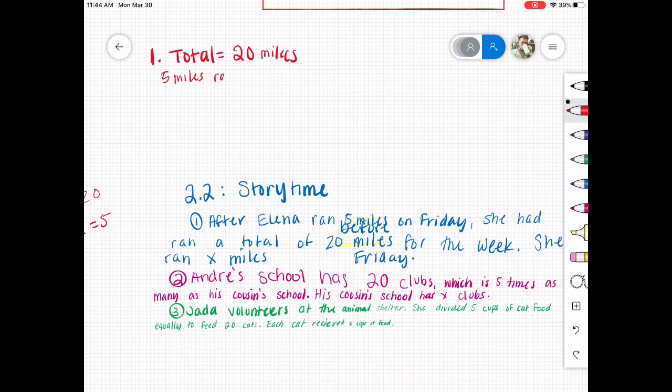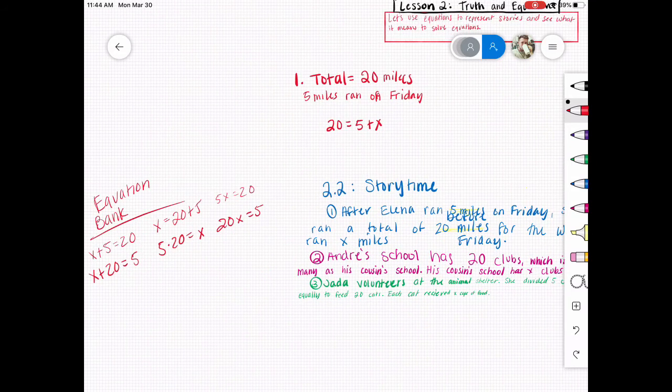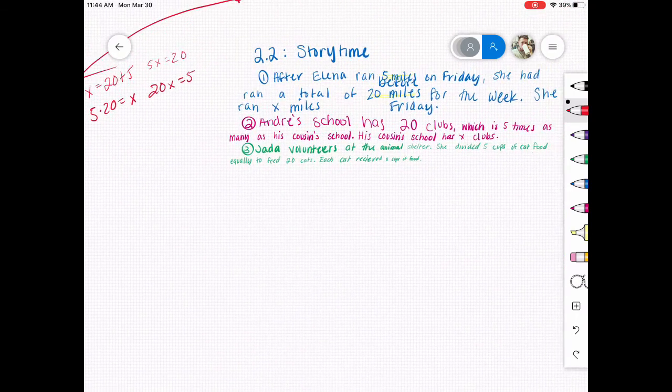You'll see an equation bank. There are 6 equations. Those 6 equations are x plus 5 equals 20, x equals 20 plus 5, 5x equals 20, x plus 20 equals 5, 5 times 20 equals x, and 20x equals 5. So what you can see is that she ran 5 miles on Friday, so that's getting added to our total of 20. So if we look at this, we're going to say 20 equals 5 plus x, because the total is our answer.